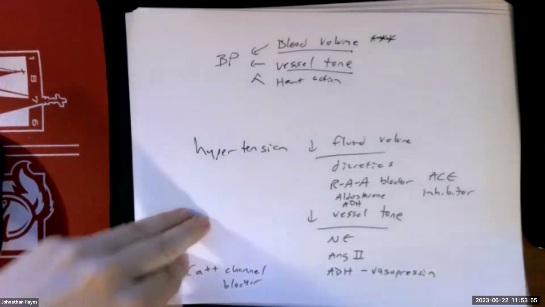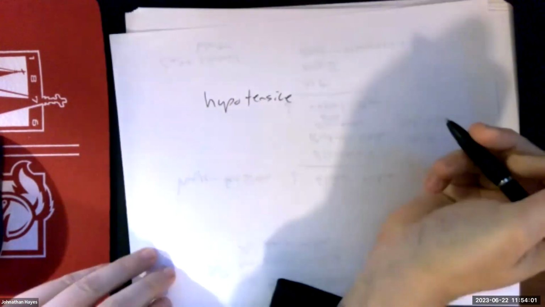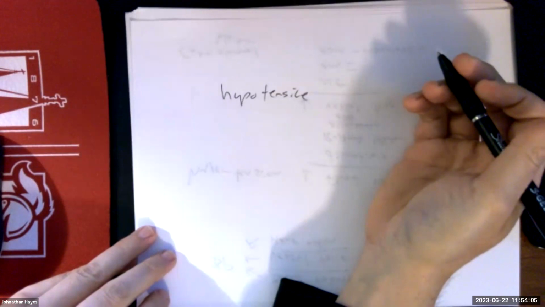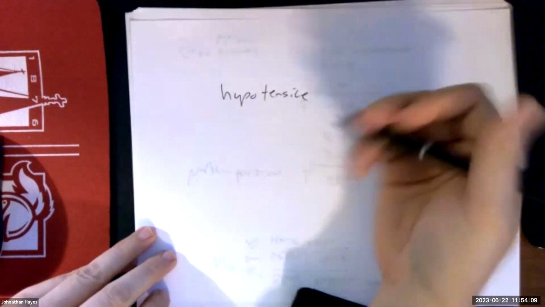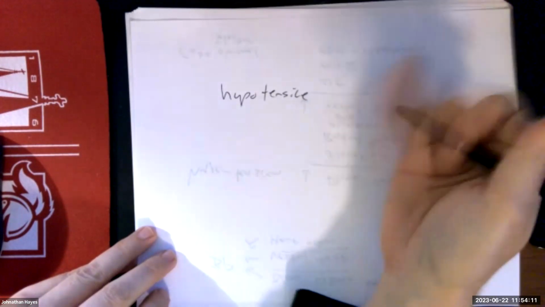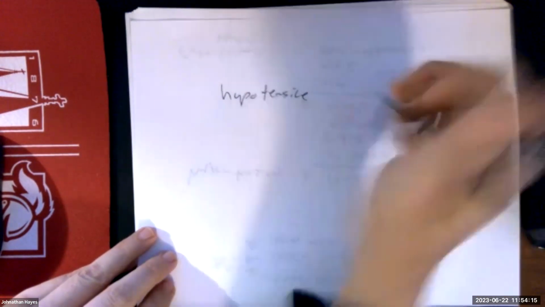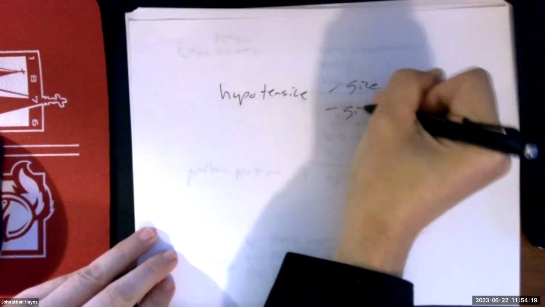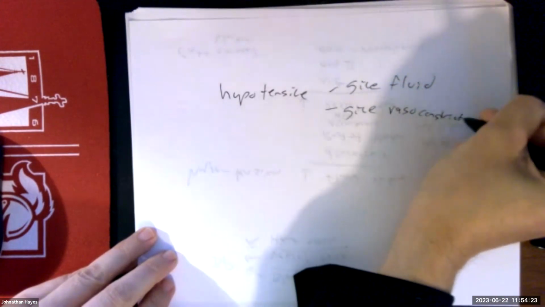What if blood pressure's too low? Then I'm hypotensive, right? We certainly don't want to do those things. If I'm hypotensive, I definitely don't want to give somebody an ACE inhibitor. I definitely don't want to give them a beta blocker. I want to increase the presence of angiotensin 2. I want to increase the presence of vasopressin. I want to increase the presence of norepinephrine. So give it to them, right? Give them fluid, give them vasoconstrictors. So you would do the exact opposite.